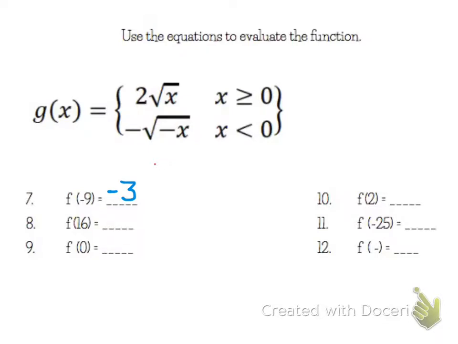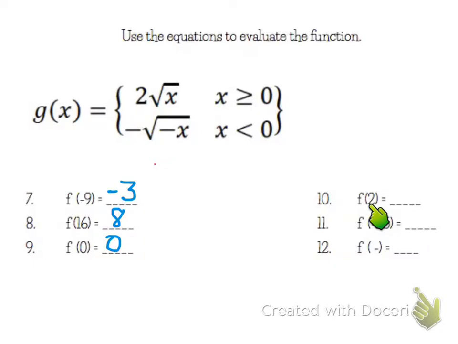Okay, 16, we're going to plug into the first equation because 16 falls under numbers bigger than or equal to 0. So plug in the 16, the square root of 16 is 4. We multiply it by 2, and the answer is 8. The next one is obviously 0. Let's see how we got that. This is where 0 would fall. When we plug 0 in here, the square root of 0 is 0. Anything times 0 is 0. Okay, the next one, 2.